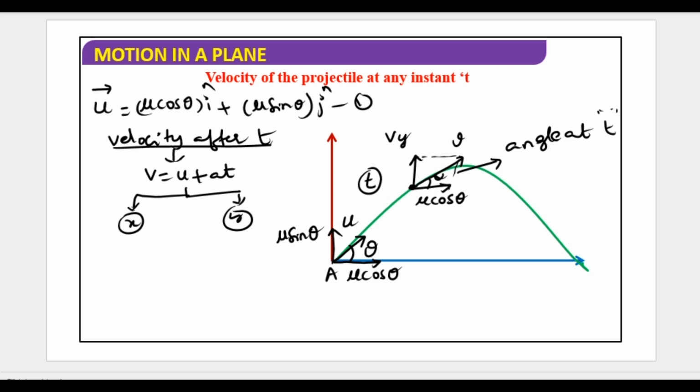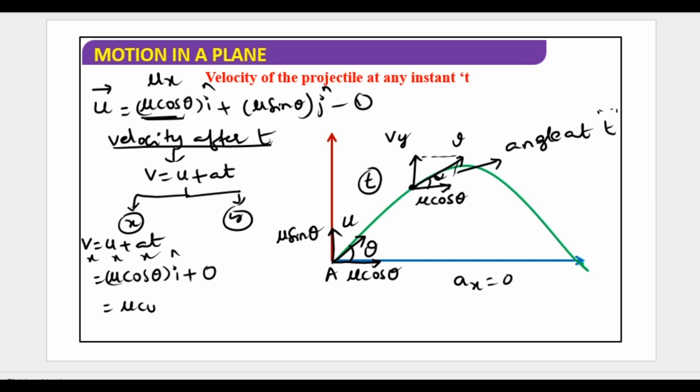First write the velocity along x direction, using v equals u plus at. So we can write the initial velocity along x direction, that is u cos theta i cap, plus, as we already know, acceleration along x direction is equal to 0. So that is equal to u cos theta i cap. This is the velocity after certain time along the x-axis.